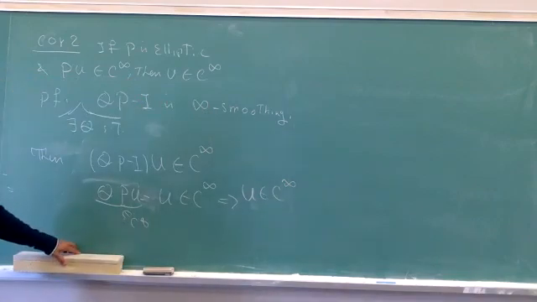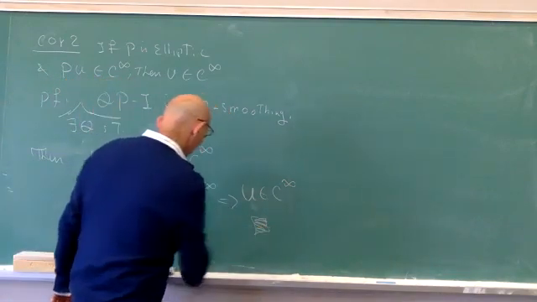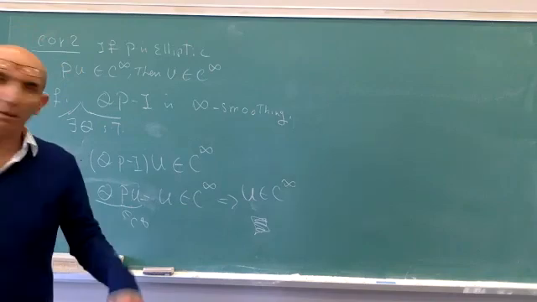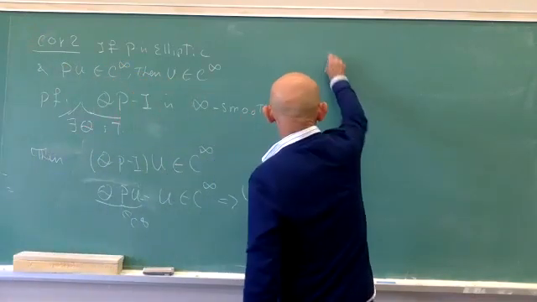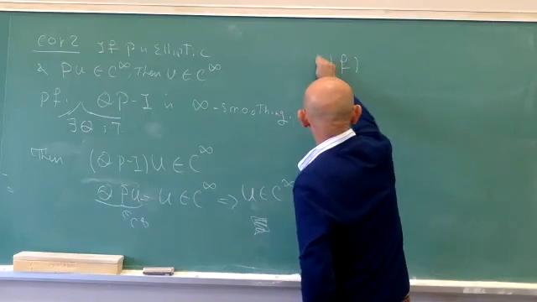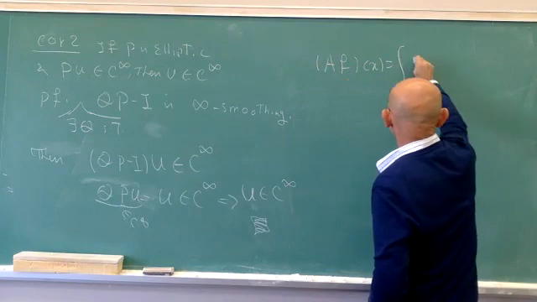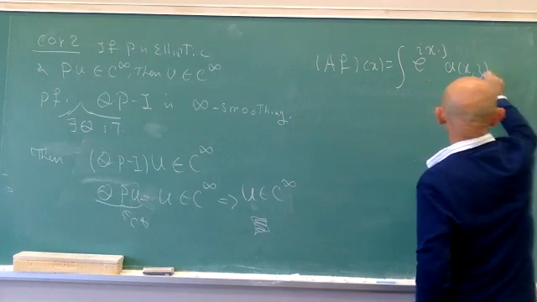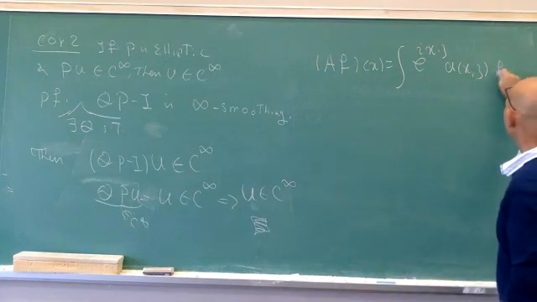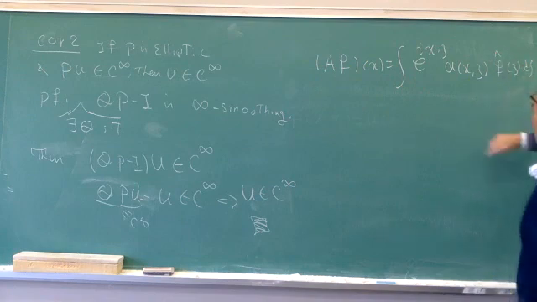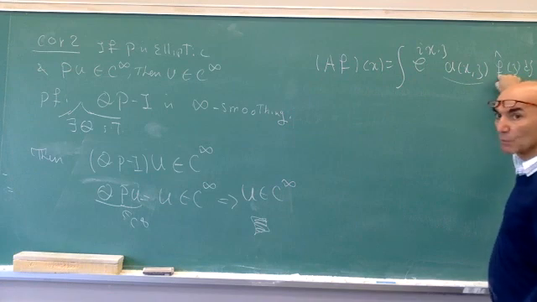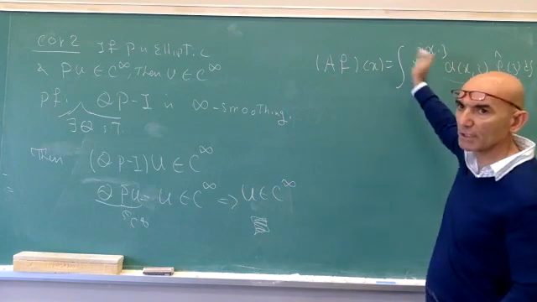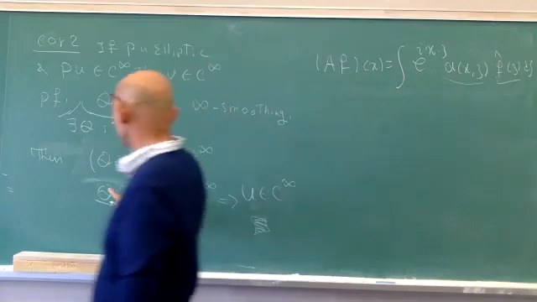So it basically is a similar idea. Just look at it: A applied to F at X is the integral of e to the i x dot xi, A of x and xi, times F hat of xi. If F is smooth, then this function is also smooth. So the whole thing is smooth, and this is a nicely converging thing. So this stuff is fine.